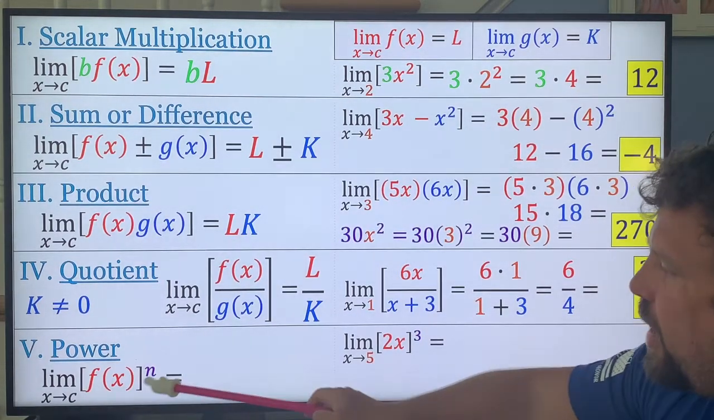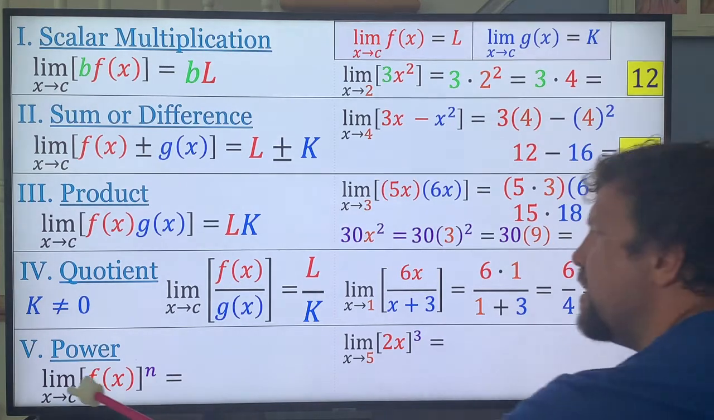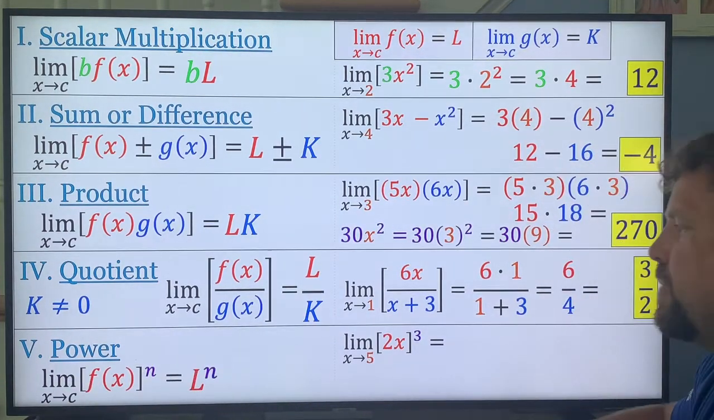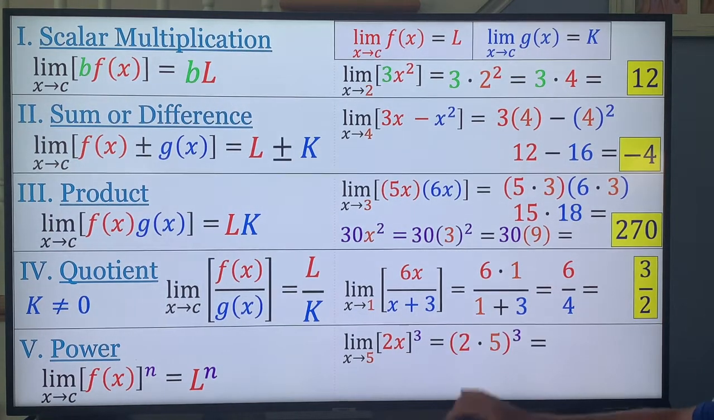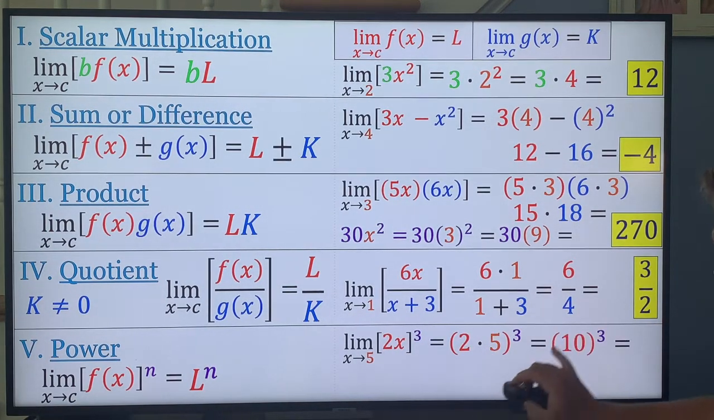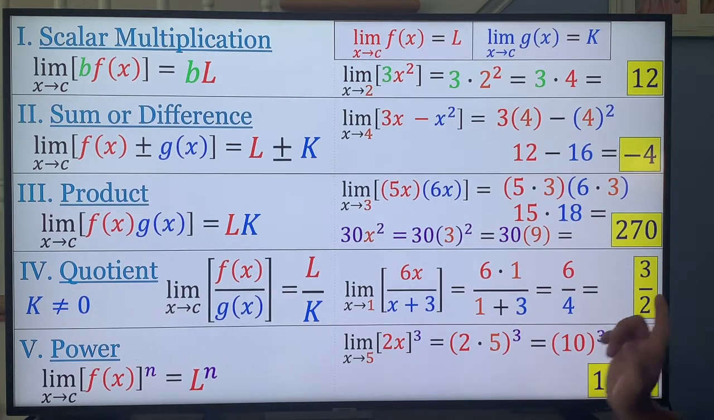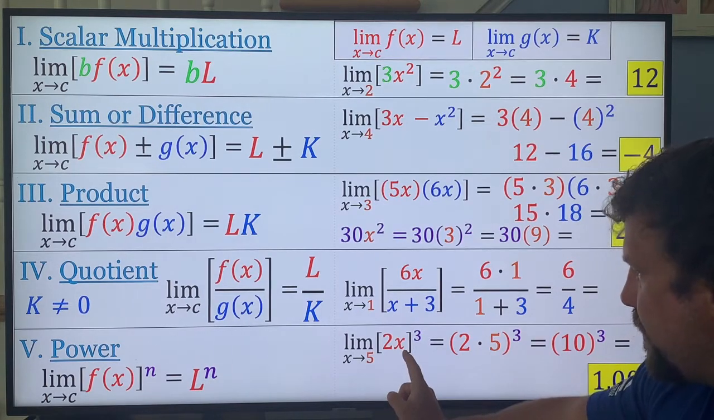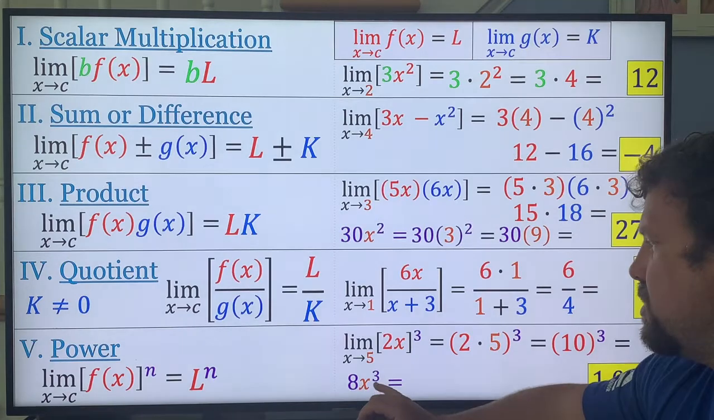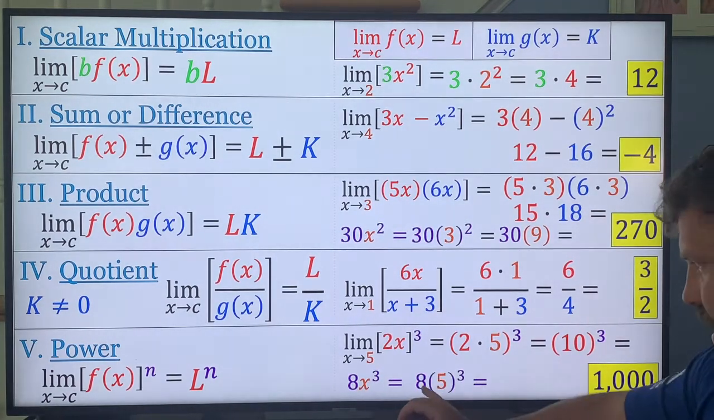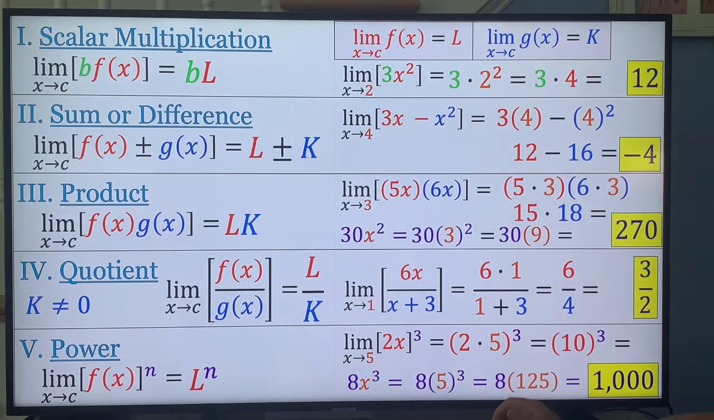When you take a limit to a power, I can actually just solve this first and then raise it to the power. So solve whatever the limit is, raise that limit to the power. Right here, I plug my 5 in. 2 times 5 is 10. 10 cubed is 10 times 10 times 10, which is 1,000. Now, what if I cube this first? 2 cubed is 8. x cubed is x cubed. And now I plug my 5 in. 8 times 5 cubed. 5 cubed is 125. 8 times 125 also equals 1,000. So you can do it either way.